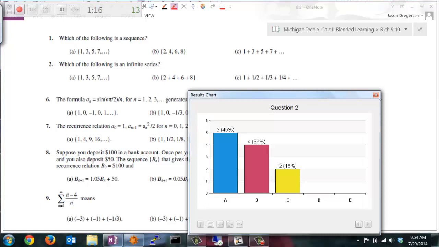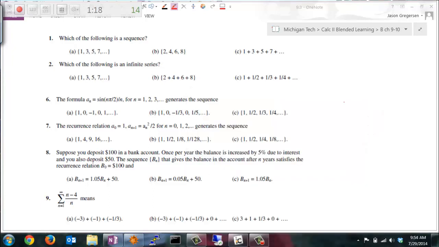You seem pretty mixed pretty early here. Pretty mixed. Let's take a look here. When n is 1, I would get sine of pi over 2. Sine of pi over 2 is 1 over 1. So my first term would be 1. Fortunately, that doesn't eliminate anything.